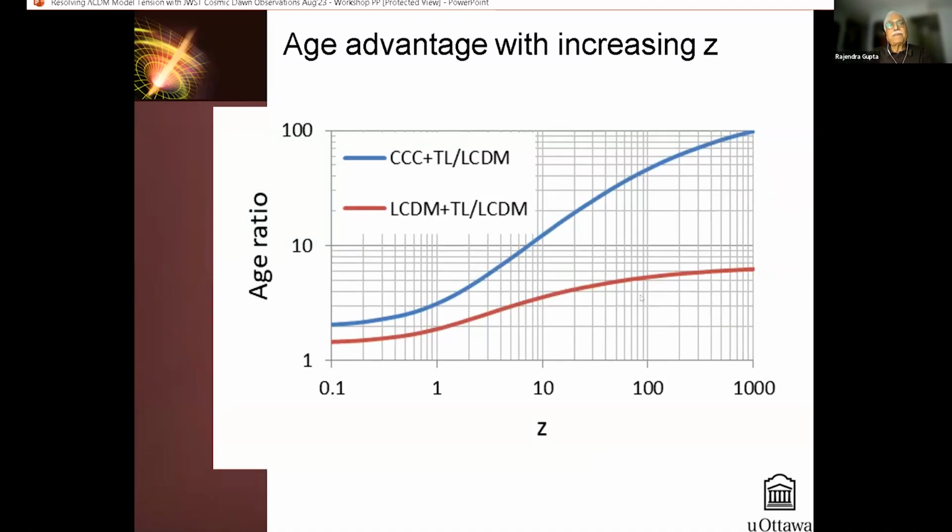Age ratio, the same thing presenting in a different format. The ratio CC plus TL divided by lambda CDM is here, and this one, lambda CDM plus TL divided by lambda CDM, is here. The lambda CDM plus TL also increases the age of the universe at Z equal to 10, but not so much as the CC plus TL.